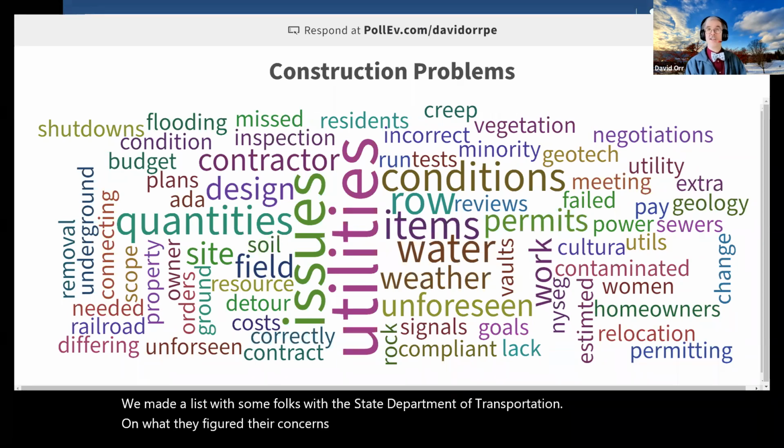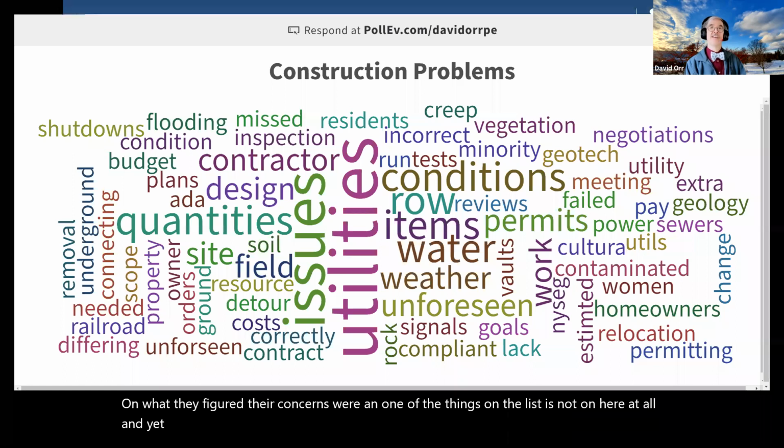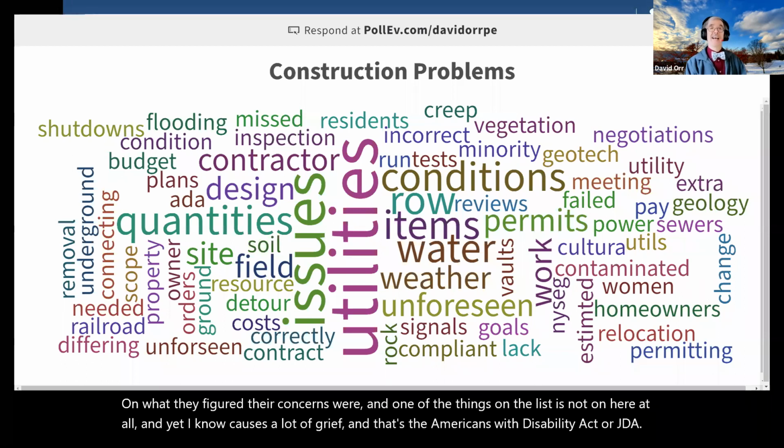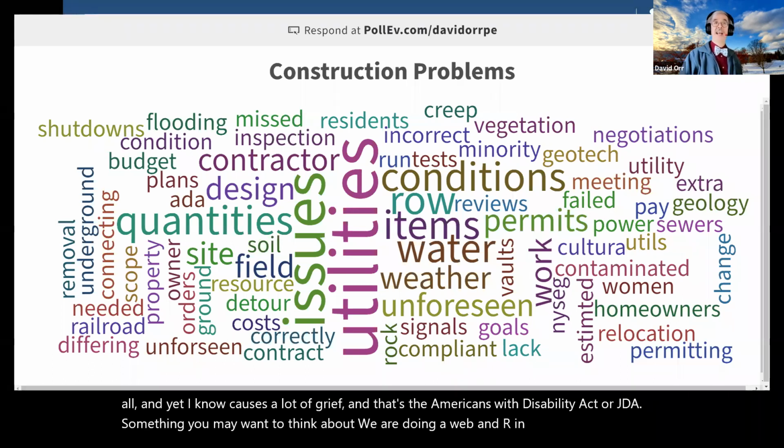And one of the things on the list is not on here at all, and yet I know causes a lot of grief. And that's the Americans with Disabilities Act, or ADA. Something you may want to think about. We are doing a webinar on that in May, but ADA issues can get you into a lot of trouble.